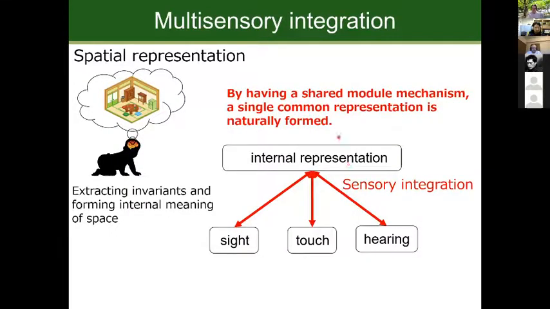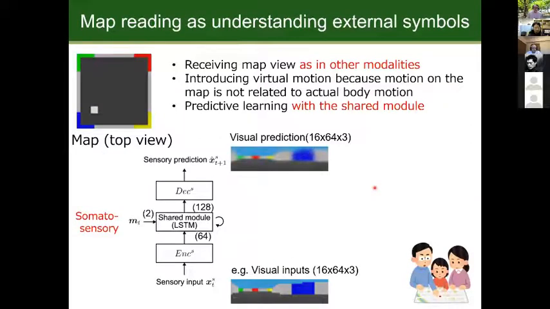So by having a shared module mechanism, a single common representation is naturally formed in the shared module neural network, right? And then we apply this neural network to map reading as understanding the external symbols. So this is the map view. Imagine the situation like this. The people were watching the map and trying to point out the current location with the fingers and then moving around. It's like a virtual walk on the map, and the figure is moving like this. And then we use this map input for the shared module neural network.